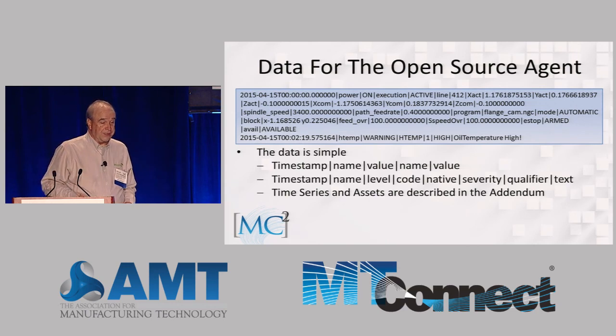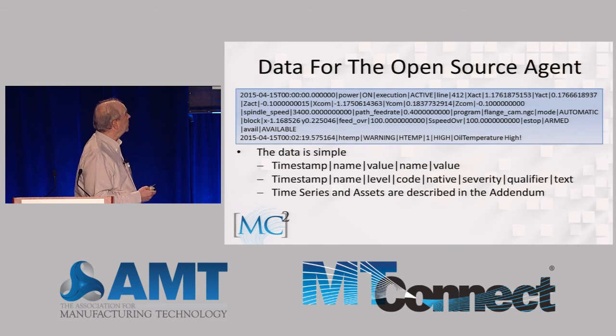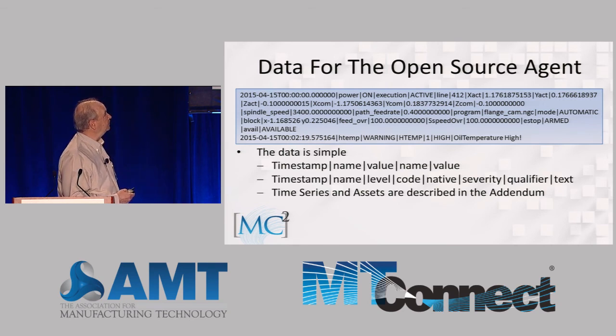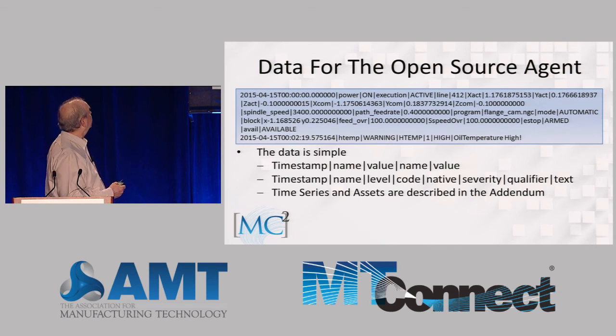So here's an example of some of the data that comes from the adapter, typically. This is the format that the open source agent recognizes to transfer data between the adapter and the agent. It's very simply a date timestamp, the name of the variable and its state. Here's a couple of examples of several different data items.